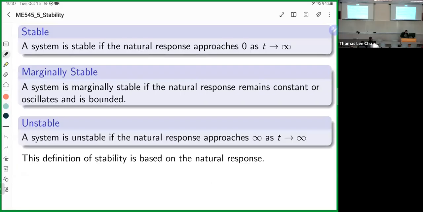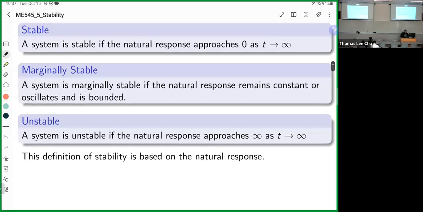These definitions are all based off of the definition of a natural response, meaning this is based off of the initial condition. So if your initial condition isn't adding energy, but your output becomes unbounded, that's unstable, because that's just the definition of it. Now, this is one set of definitions focused on the natural response.